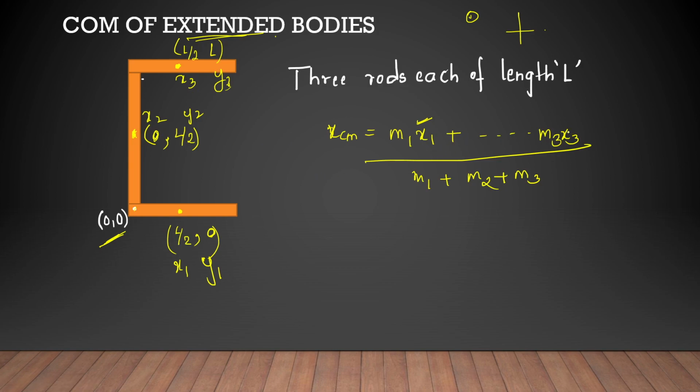What will we keep the masses? Since these rods are identical, each mass we would keep as m1 equal to m2 equal to m3, which will be given as a common letter m. And when we solve this question by putting all the values, we get xcm as L by 3 and ycm we get as L by 2.